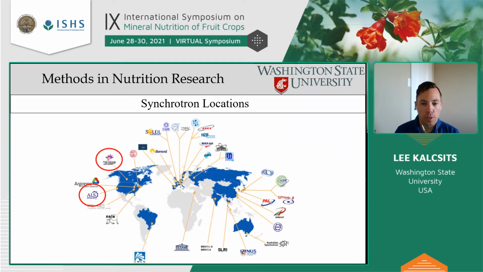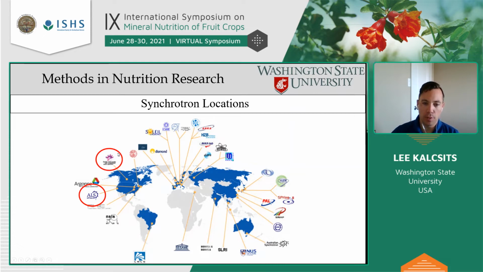So for some of the work I'm going to present today, I wanted to highlight these government user facilities that are available for researchers around the United States, around the world. I have been using in the United States the Advanced Light Source, which is at Berkeley near San Francisco in California. And also I've been using the Canadian Light Source, which is a synchrotron facility in Saskatchewan, Canada.